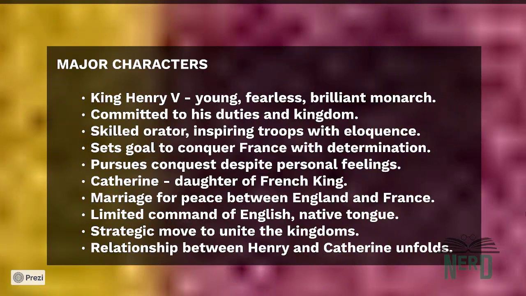Major characters of the play. King Henry V is the recently crowned youthful monarch of England. He possesses remarkable qualities such as brilliance, unwavering focus, fearlessness, and a strong commitment to fulfilling his duties as a king. Despite his personal feelings, he places the needs of the crown above all else. Henry's eloquence as a skilled orator serves him well in justifying his claims and inspiring his troops. Once he sets his mind on conquering France, he pursues his goal with unyielding determination until its realization.